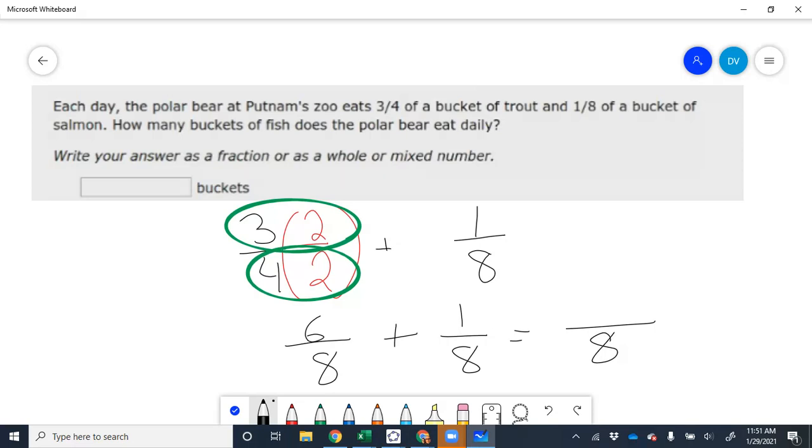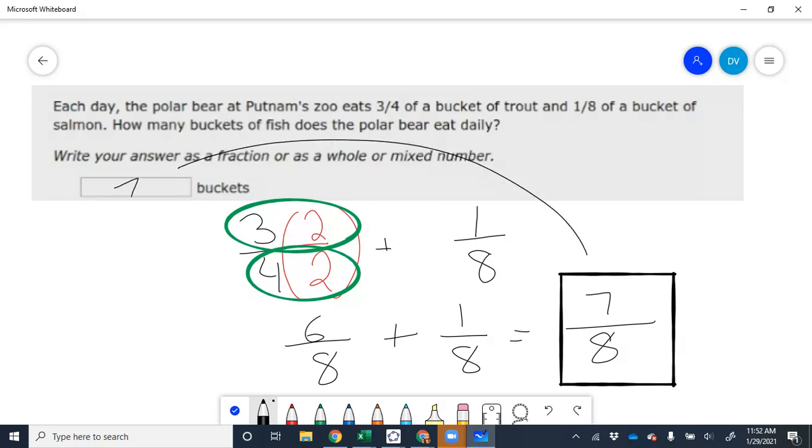The top is super easy, just 6 plus 1. Go ahead, tell me. 7 over 8 is our answer, yes. Okay, 7 over 8. And just put that in here, 7/8 of a bucket. Well, when you do it on the IXL, you've got to do a slash like that. It's next to the question mark key. So 7/8, 7 over 8.